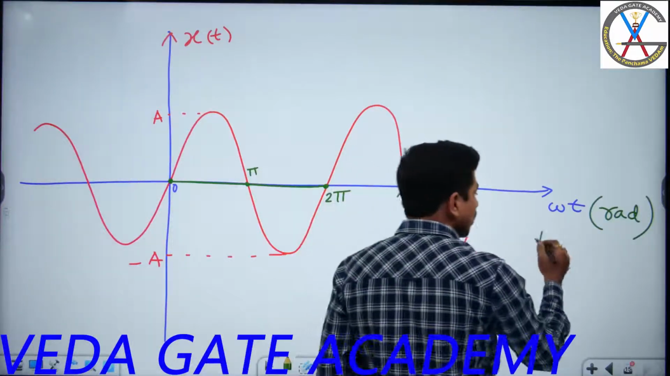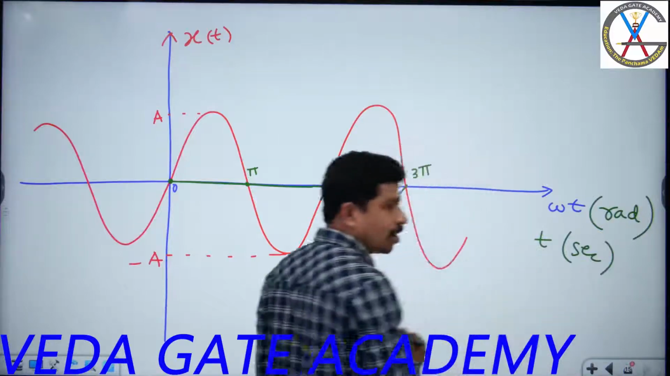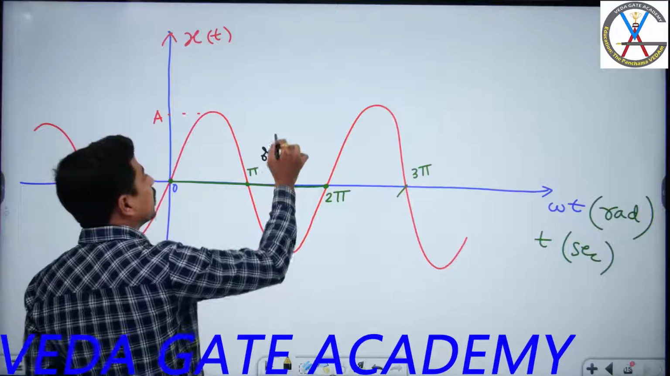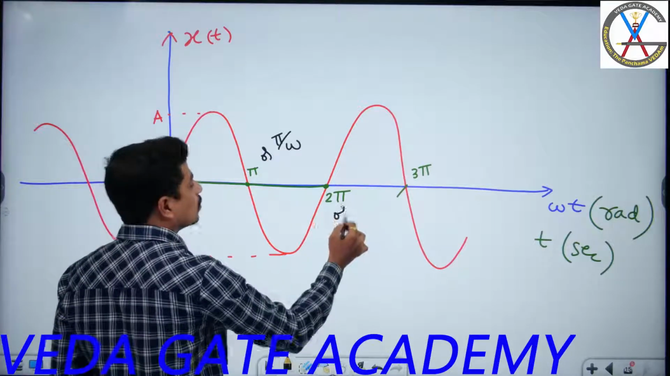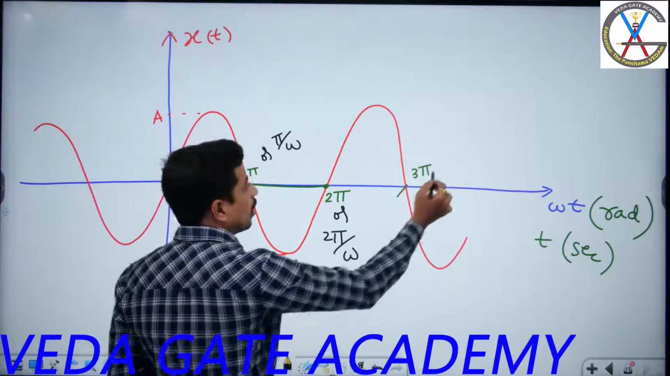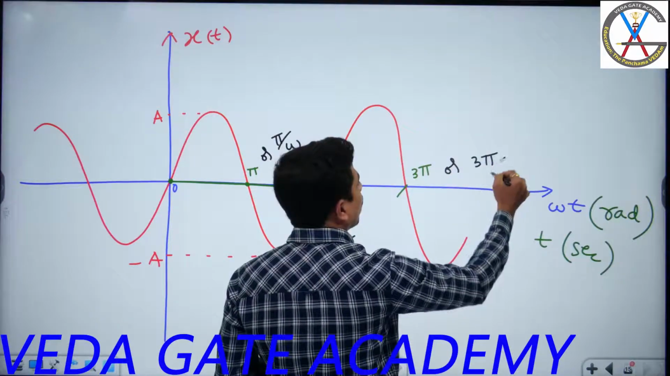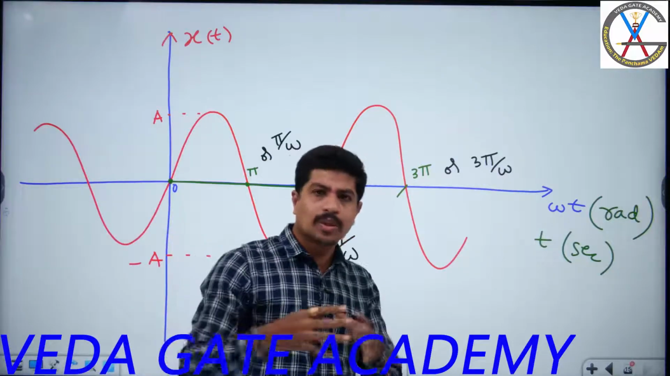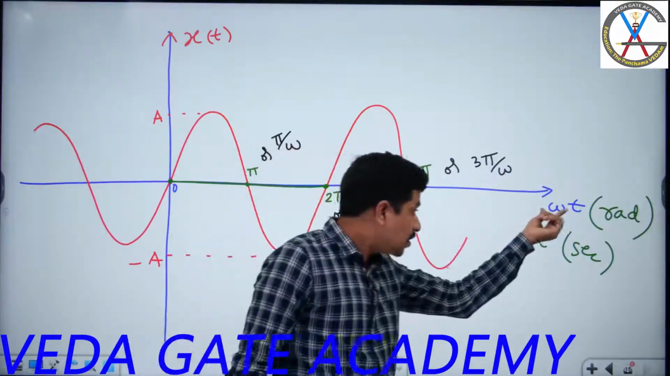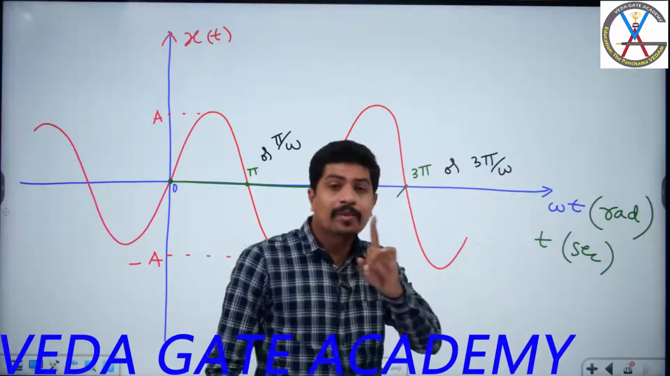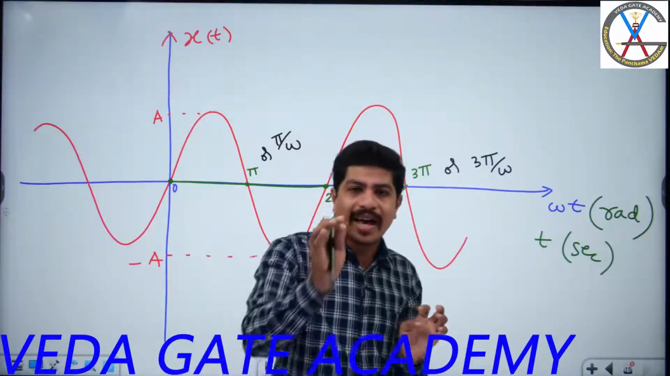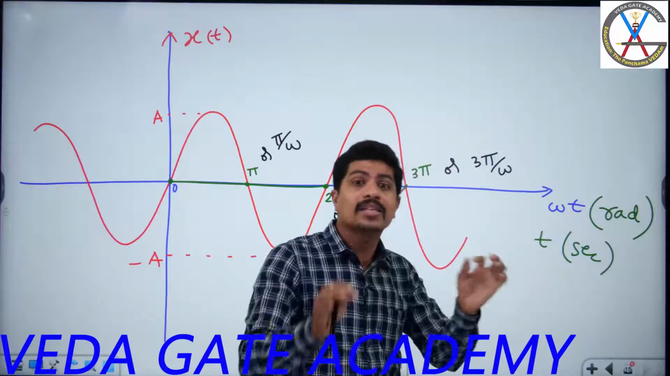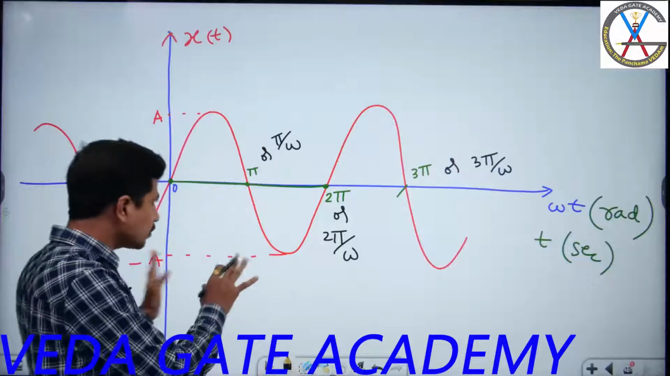Suppose this axis is t in seconds. What should I write here? Here this will be pi by omega, this will be 2 pi by omega, and this will be 3 pi by omega. Please do remember, in the examination everyone will do the procedure, but they won't observe whether the x-axis is given as omega t or t. There you will commit a mistake and get negative marking. That's why having clarity on what is given on the x-axis, this independent variable, omega t or t, is very important to recognize.